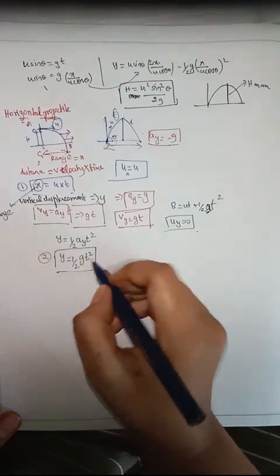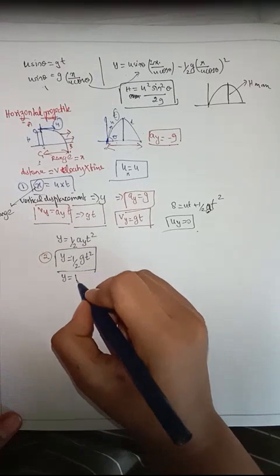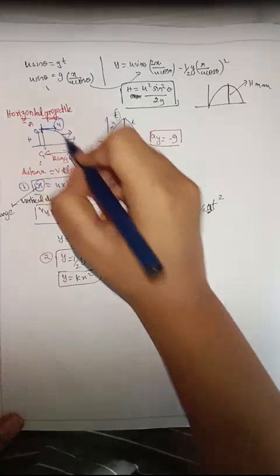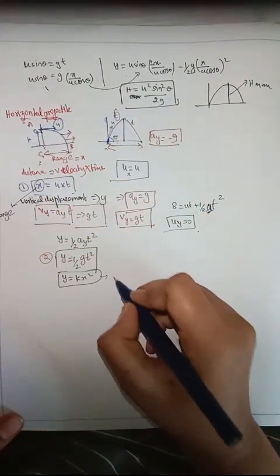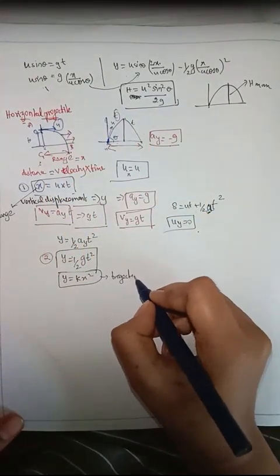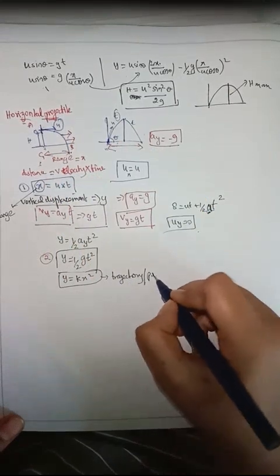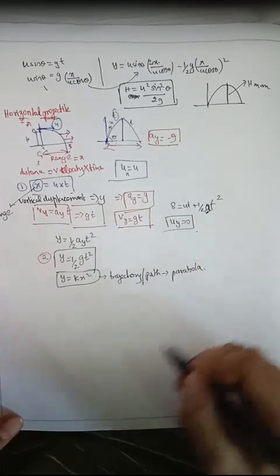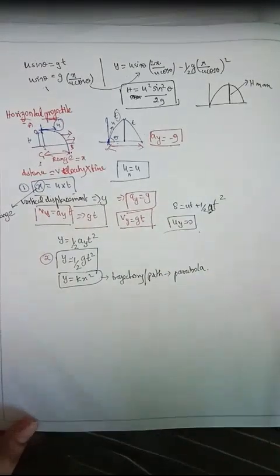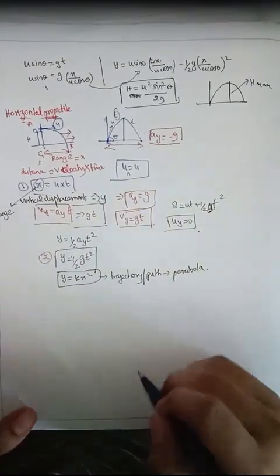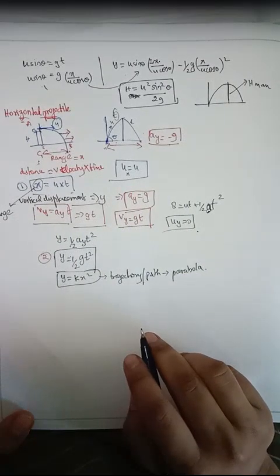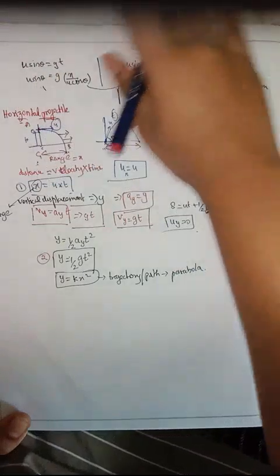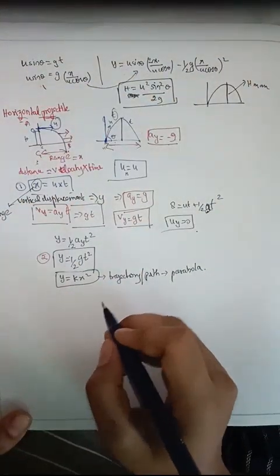You may consider this equation. This is a parabola equation, y equals kx square. So the trajectory, or path, is also a parabola. Okay, and we are going to see about the velocity component in this equation. Time of flight.